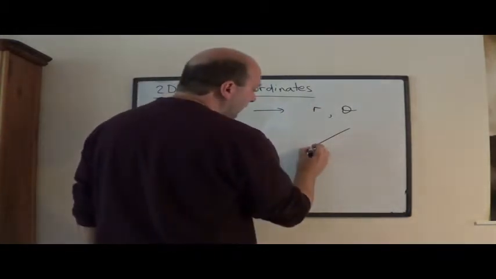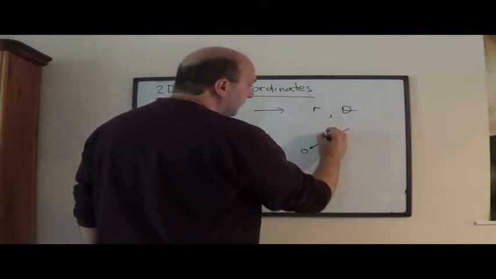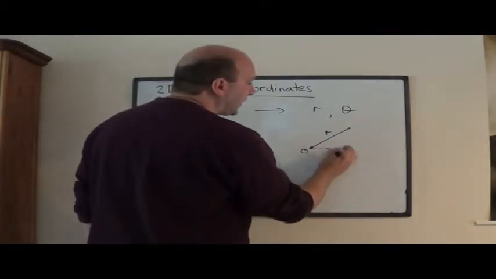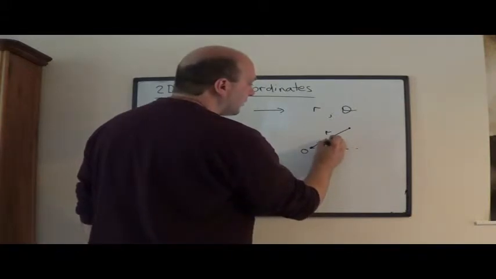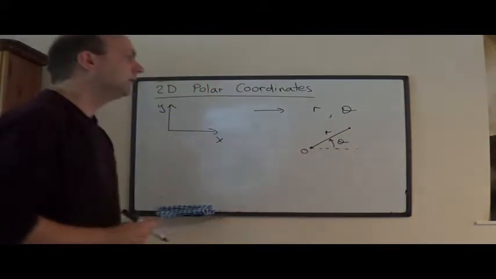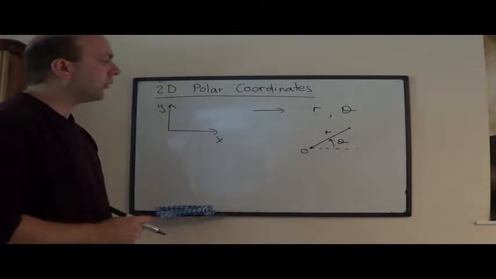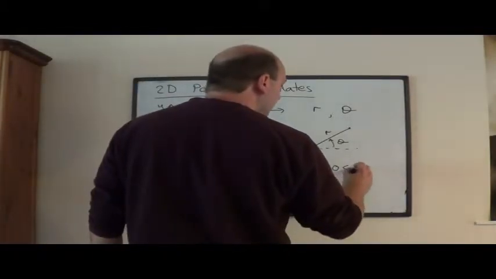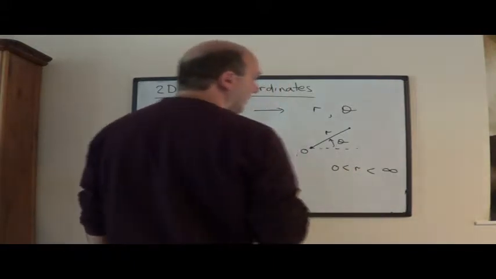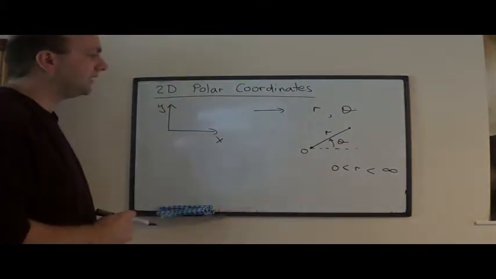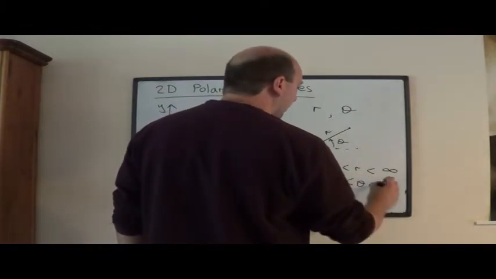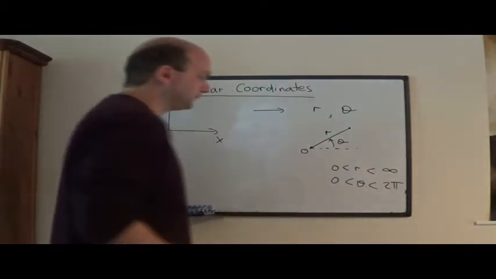So we define some origin, and then we have a distance r from the origin to some point, and we define an axis from which we have an angle theta from which we can rotate round. Of course, r can be between 0 and infinity. We can go out to any distance, and the angle theta can be anywhere between 0 and 2 pi.